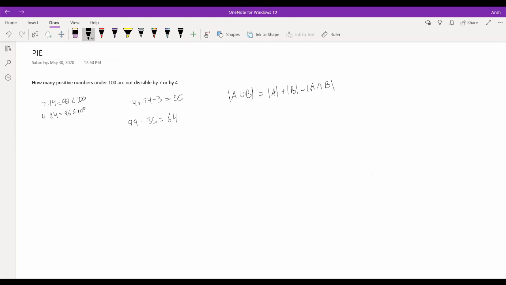For example, if we had three groups, we could start off the same way. The number of elements in the union of A, B, and C would equal the number of elements in A plus B plus C. And then we'd subtract the intersections.